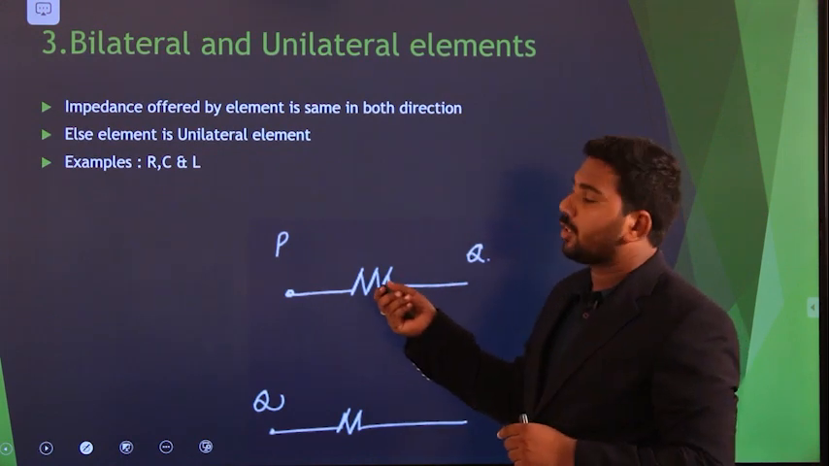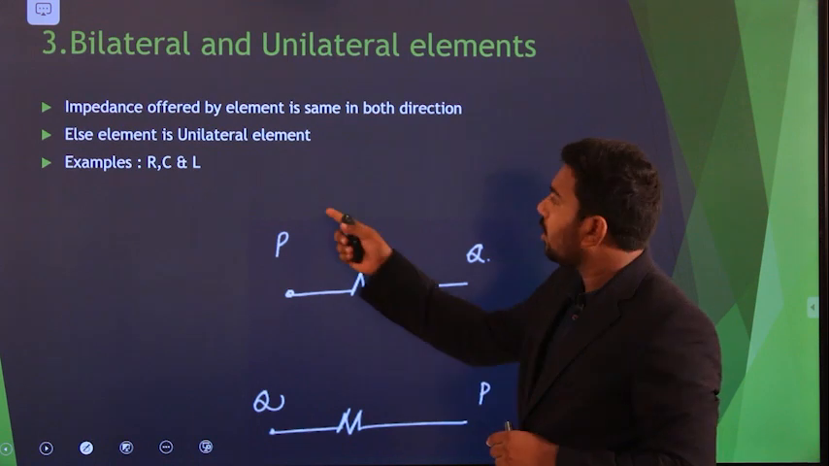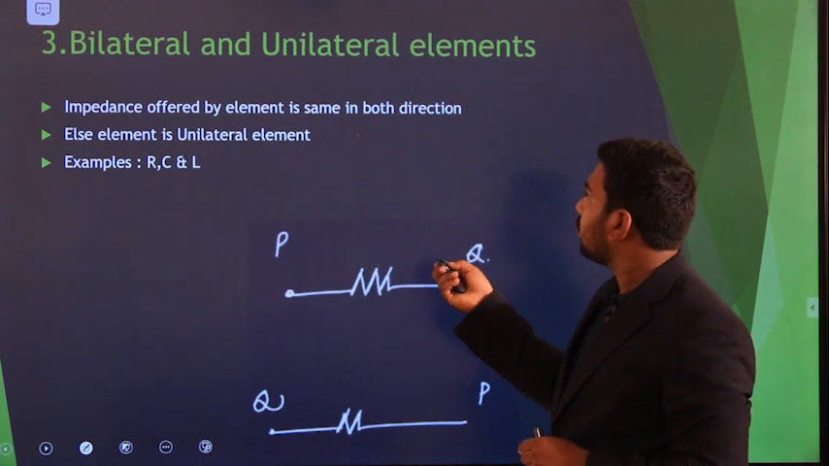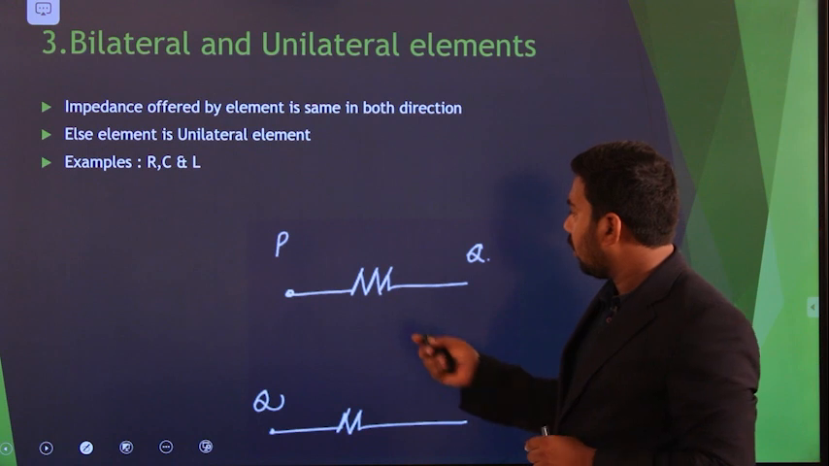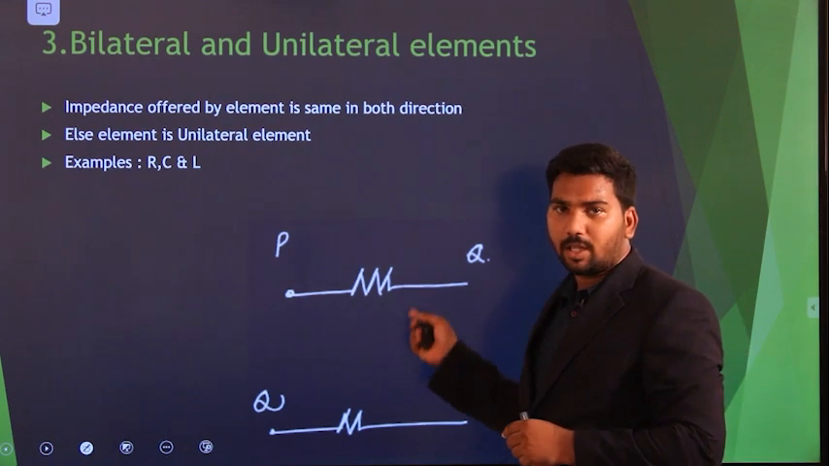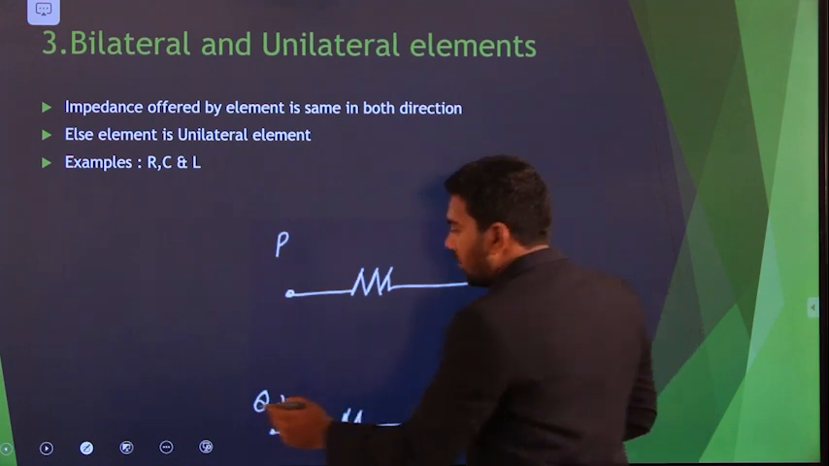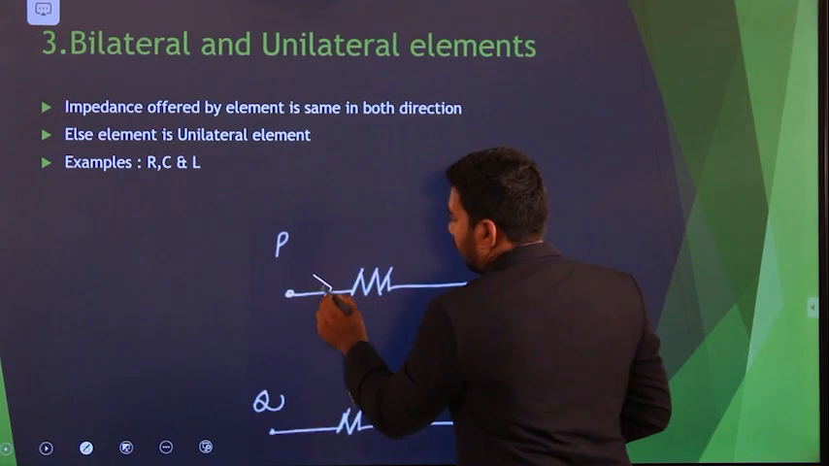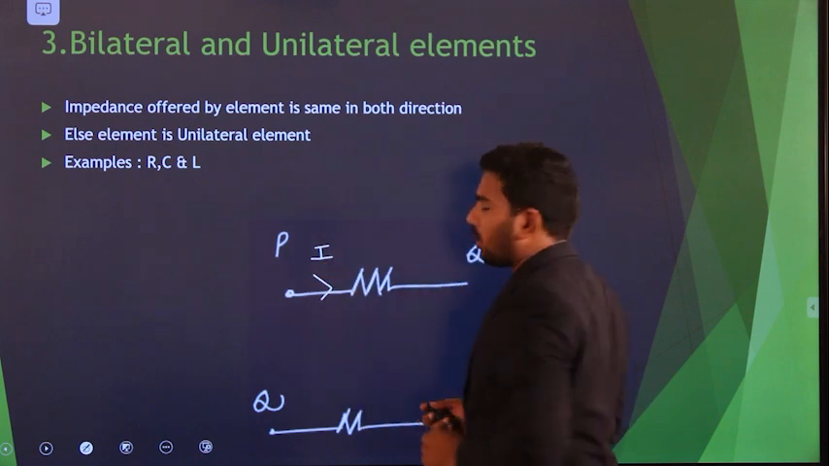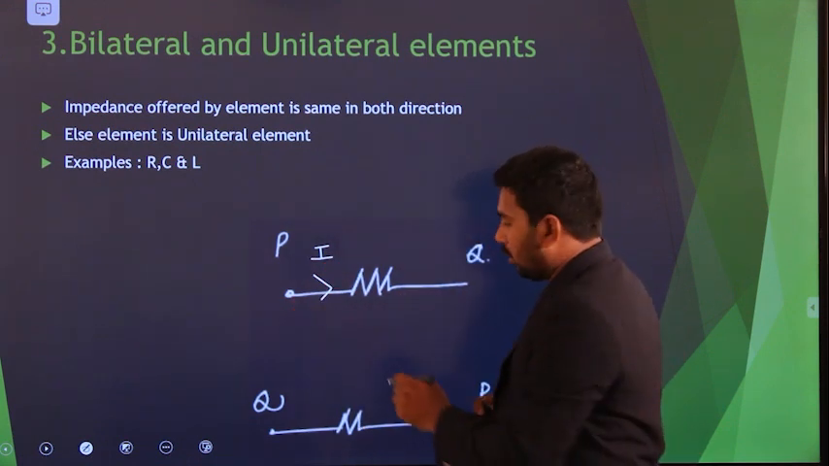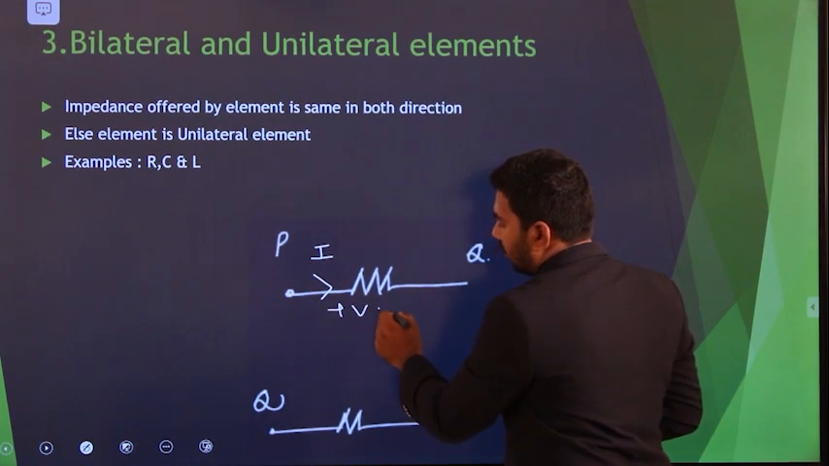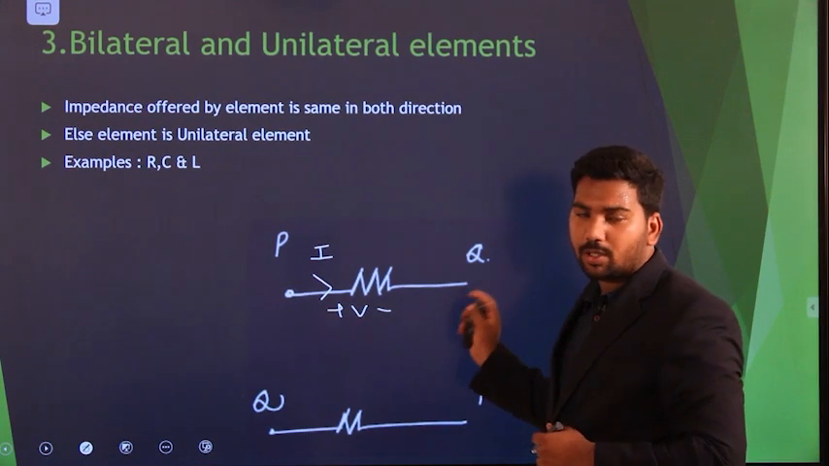So an element is said to be bilateral if the impedance offered by the element is the same in both directions. Let us take an element, let us take a resistor. So it has two terminals, P and Q. Now if I apply current through P, then voltage will be developed like this, plus on the P side, minus on the Q side.